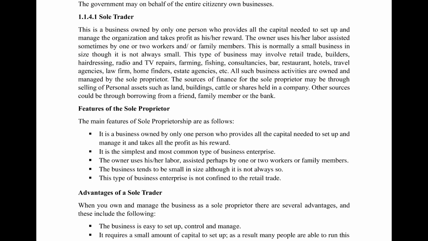The person is called the sole proprietor or sole trader, in other words. But sole trader is biased because it's not all about trading. So you can say a sole proprietor, which is one person. This is a person, the sole proprietor, but the business is called the sole proprietorship.